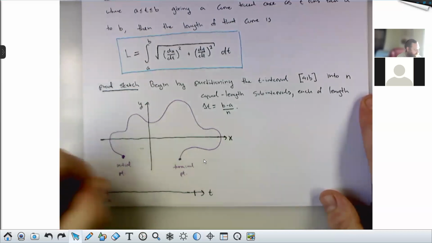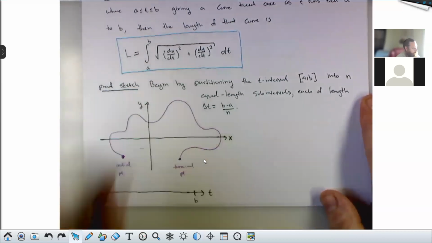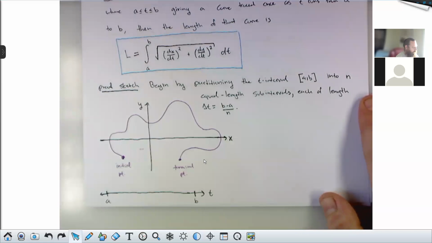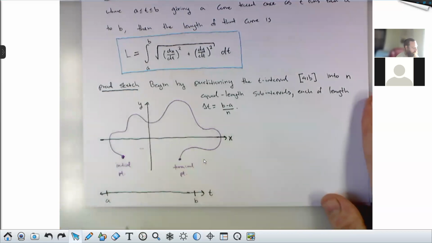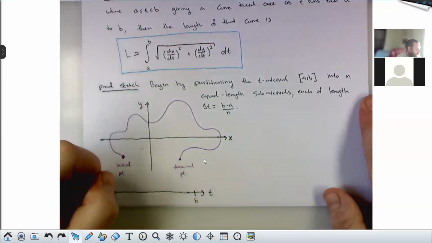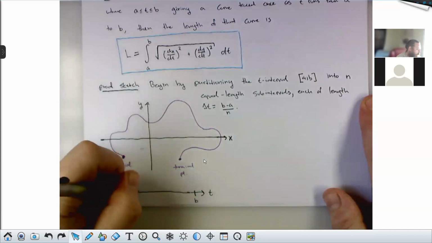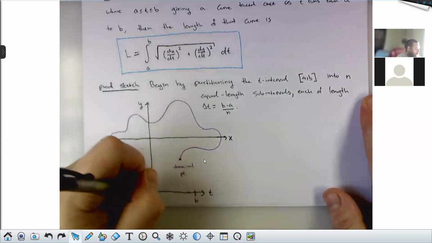This would be t equals a, this would be t equals b. And we think of this as being like a slider. When my slider is over here, I'm at the initial point. As I move the slider to the right, I walk along this curve, right? That's how we've been thinking about these. And we're going to chop this up into equal length subintervals.